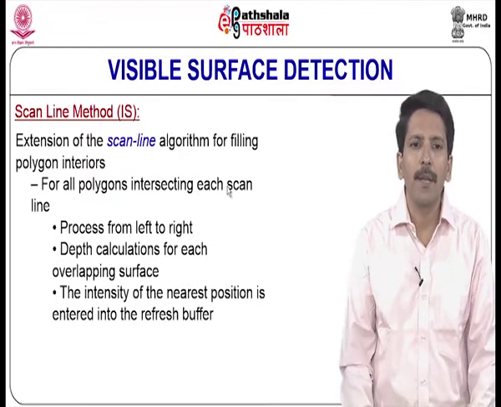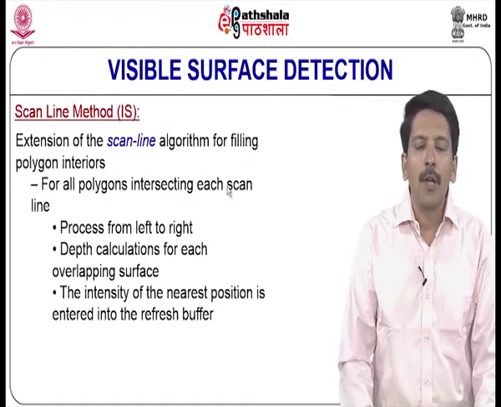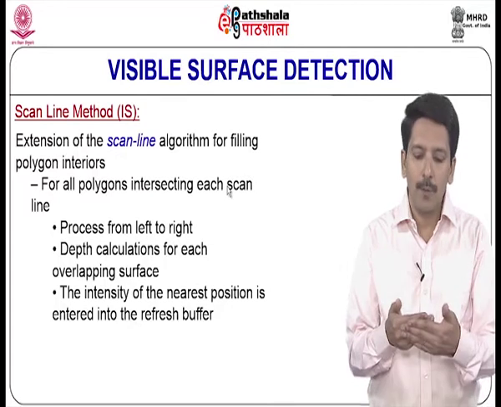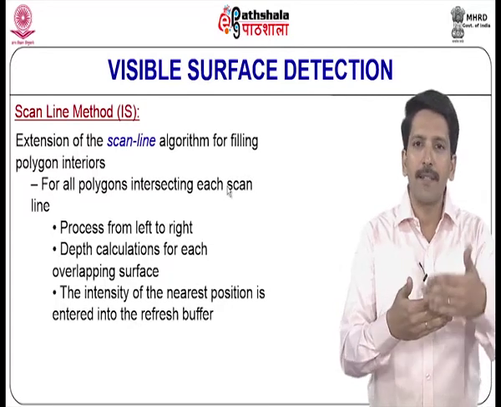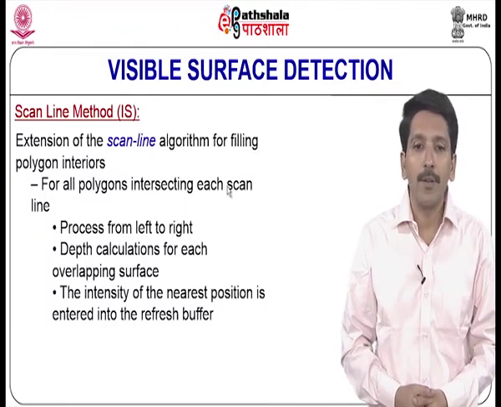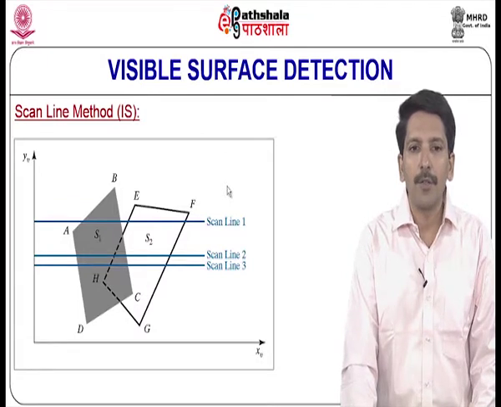This algorithm can be used for polygons that are intersecting across a scanline. Okay. Process from left to right, with depth calculations for each overlapping surface. We can have n number of overlapping surfaces like this, and we can process all of them at the same time. That is the advantage of this method. The intensity of the nearest position is entered into the refresh buffer.